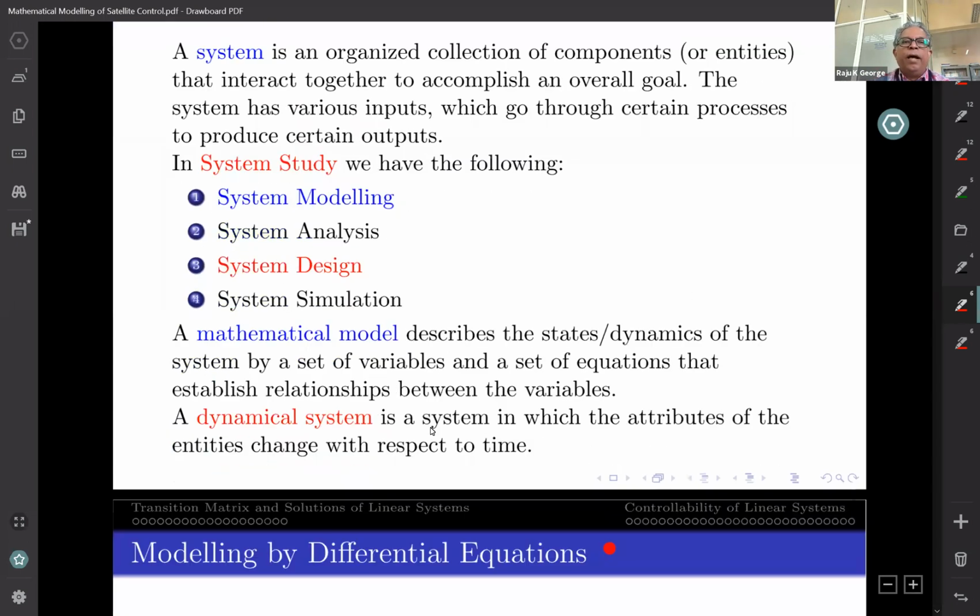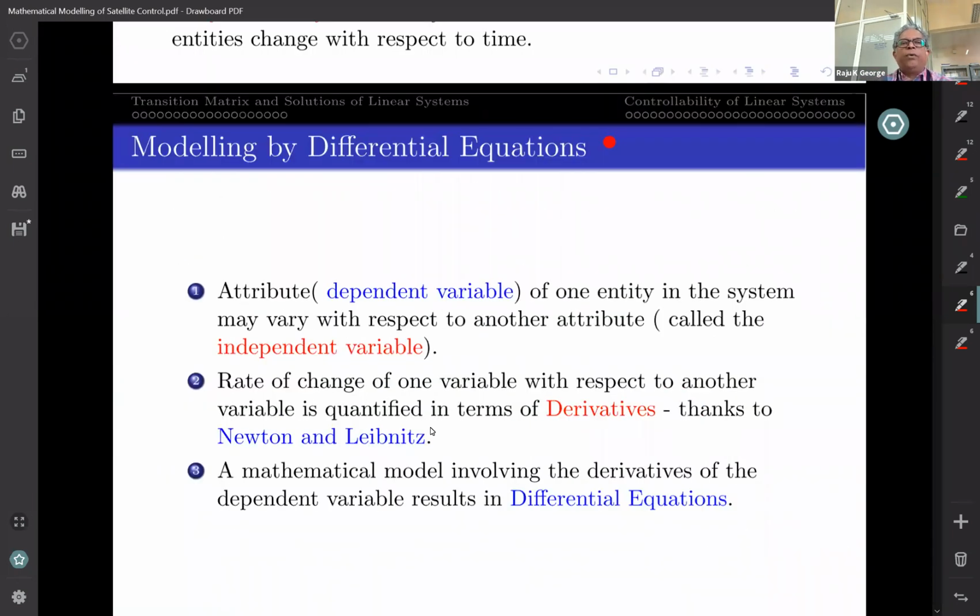Okay, now today I'm going to present to you a system that is modeled in terms of differential equations. Okay, modeling by differential equation, when it happens. So when can you model a system in terms of differential equations? A system can be modeled in various forms. One form is differential equations, it could be integral equations or algebraic equations, stochastic equations, various models one can have.